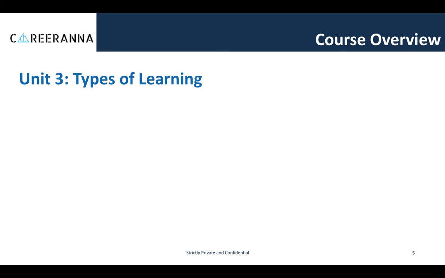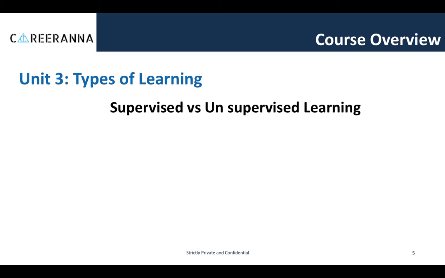The third broad unit of the course consists of different types of learning which are possible under the gamut of machine learning. This includes talking about supervised versus unsupervised learning. The names are self-suggestive of what they actually stand for. We will talk about them in detail in the respective module, but the first subsection of types of learning would consist of supervised versus unsupervised learning.